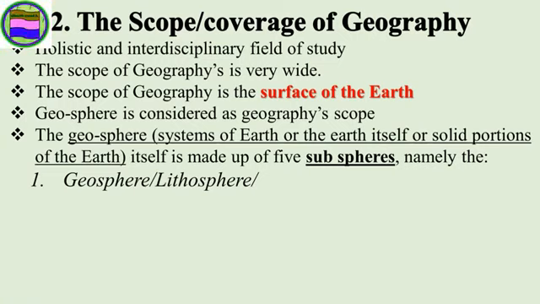And the second scope of geography, or the coverage of geography, is the hydrosphere. The hydrosphere encompasses all the water on the earth, including the oceans, seas, lakes, rivers, glaciers, and also groundwater. Geographers explore the distribution of water resources, its movement, and the major characteristics of the water bodies, as well as their interaction with landforms and ecosystems. So this is the second scope of geography.